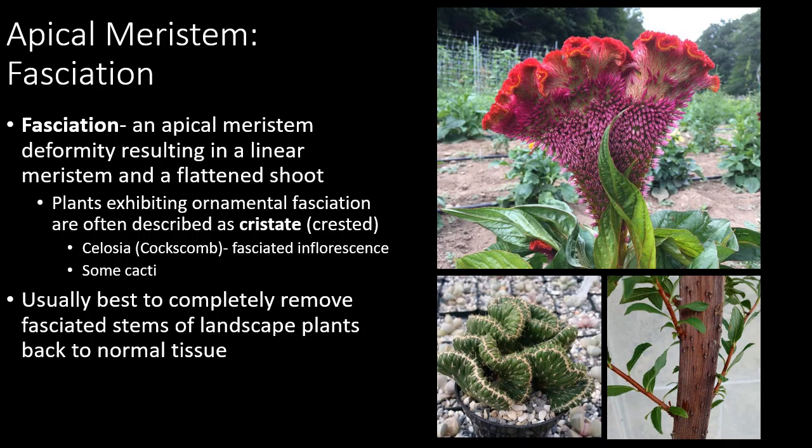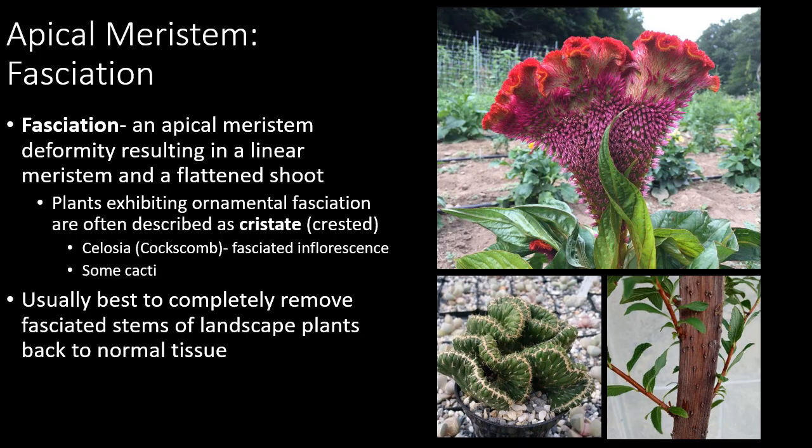Plants that exhibit fasciation are often referred to as cristate, which is basically a fun Latin word which means crested. And some of our ornamental plants are actually specifically bred for or propagated on the basis of having this deformity because it can look kind of cool. Celosia is one, also called coxcomb because of the resemblance of the flower to the comb on top of a rooster's head, which has a fasciated inflorescence.